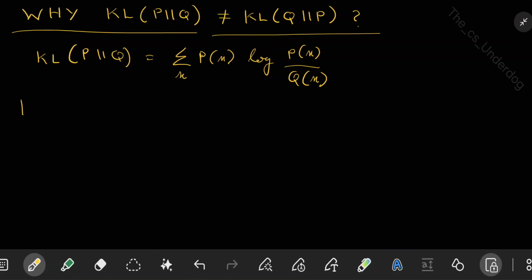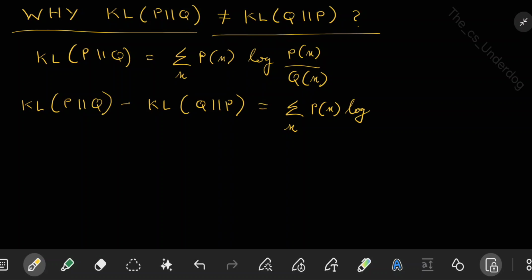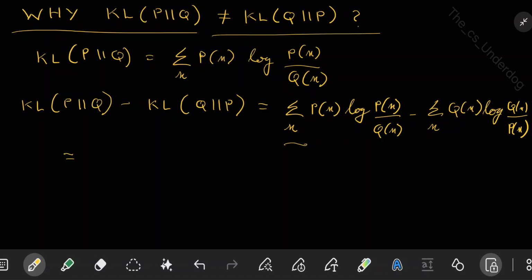If I take KL divergence of Q from P minus KL divergence of P from Q, I will get sum over all the x P of x log P of x by Q of x minus sum over all the x Q of x into log Q of x by P of x. This is what I get. If I try to solve this, I'll take the common terms outside. So sum over all the x log P of x by Q of x. This I can make common, but the problem is here it is log P of x by Q of x, and here it is log Q of x by P of x.